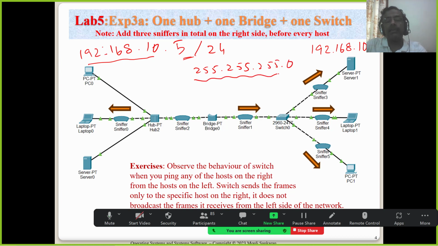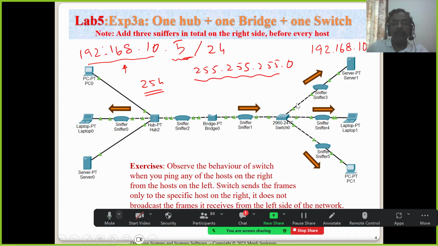That means this much is reserved for host ID. If I am saying 192, then only the lowest byte is reserved for host ID. That means, in this network, 254 host devices can be connected. That's what it means, because two addresses are reserved: all zeros is not used and all ones is not used.